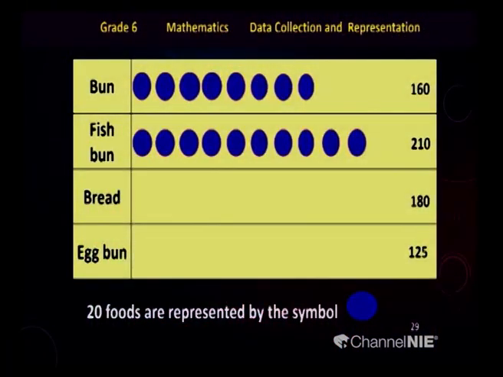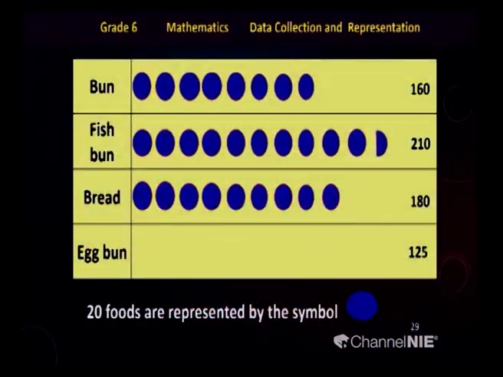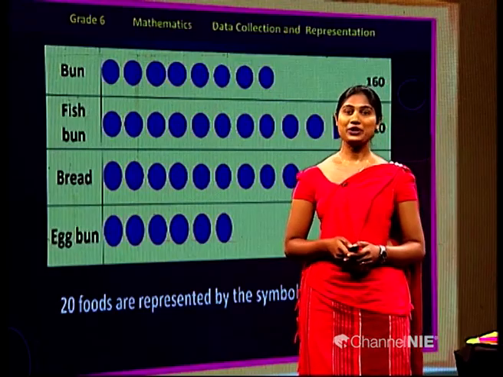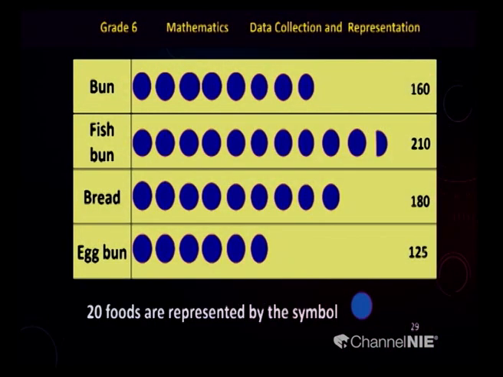Then tell me next one, that is bread. How many breads in that bakery? That is 180. To represent the breads, we have to divide 180 by 20. After dividing 180 by 20, what is the number? That is 9. That means we have to use 9 circles there. Then last one, that is egg bun. 125 you have to represent. 125 you can represent by using 6 circles and another quarter of a circle.